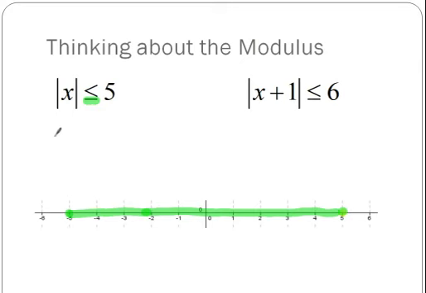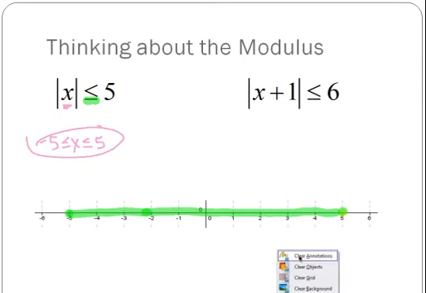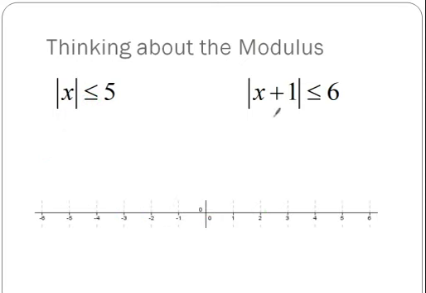So my domain would be x is greater than or equal to negative 5, but also less than or equal to positive 5. This rule works every time if all you have is a singleton x inside the absolute value bars. And we'll actually get to the technical definition of that rule in just a second.